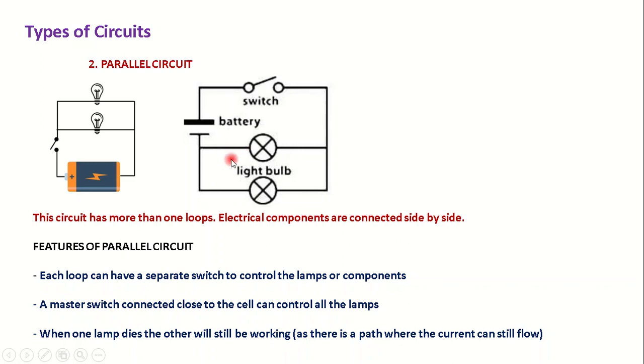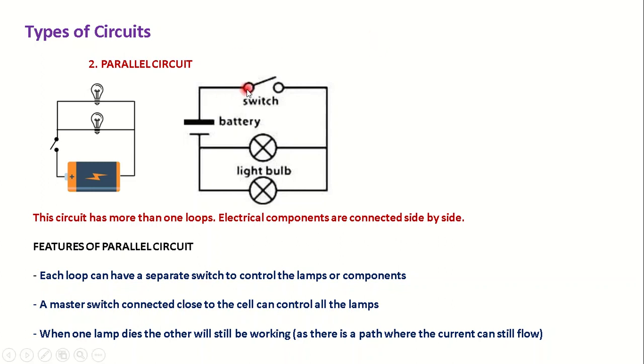For instance, I can have a switch here. I can even have a switch here to control just this lamp. I can even have a master switch that is connected close to the battery or cell to control the entire components. When one lamp dies, the other one will continue to work.